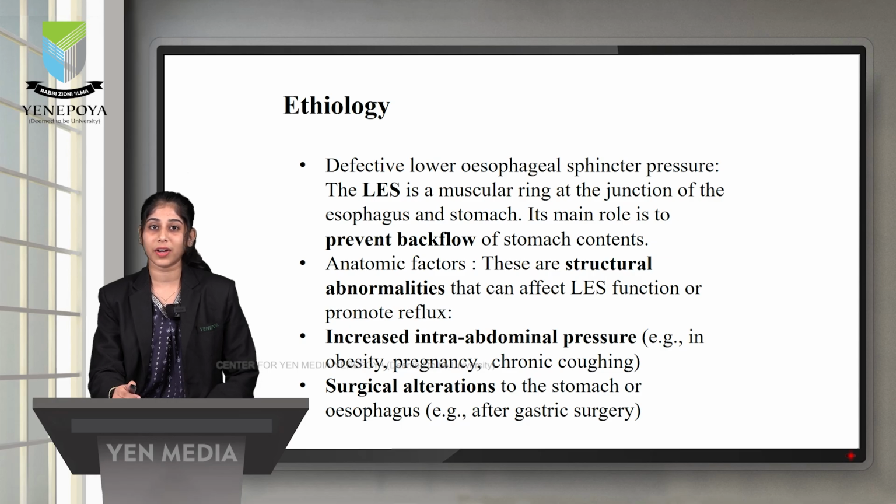Next we have anatomic factors, that is, structural abnormalities, such as changes in chromosomes. For example, Down syndrome or Turner syndrome might affect the LES function or promote reflux. Next is increased intra-abdominal pressure, which is seen mainly in patients who are obese, in pregnancy and in chronic cough.